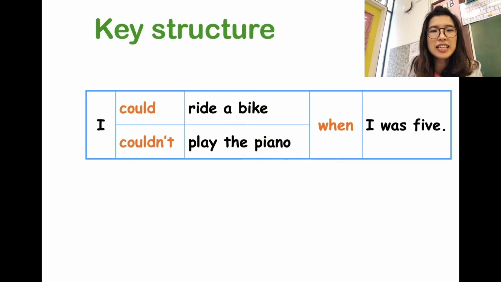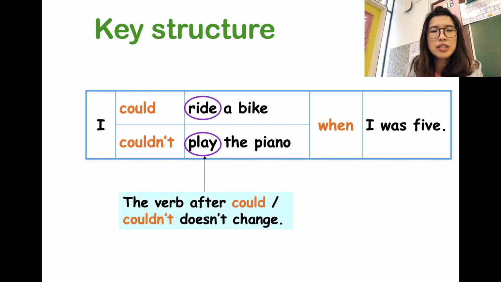And this is the key structure. I could ride a bike when I was 5. I couldn't play the piano when I was 5. So you can see ride and play here. We didn't change it into the past form because after could or couldn't, we have to use the base form.